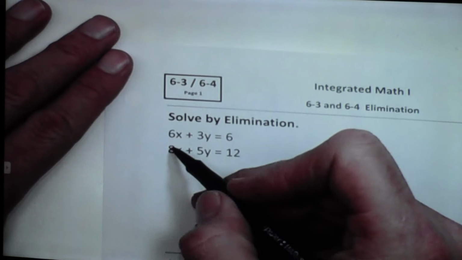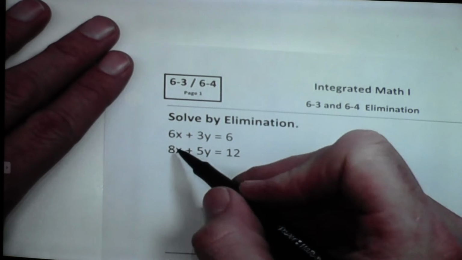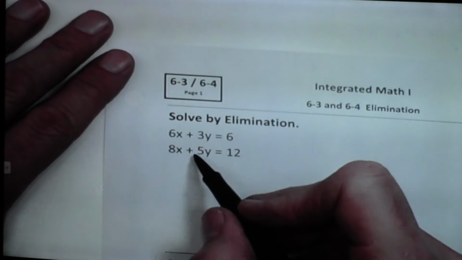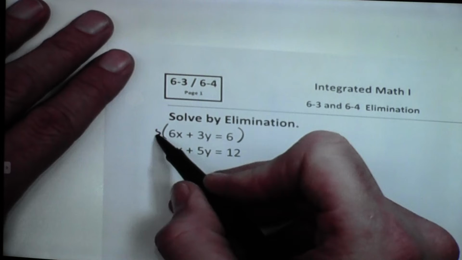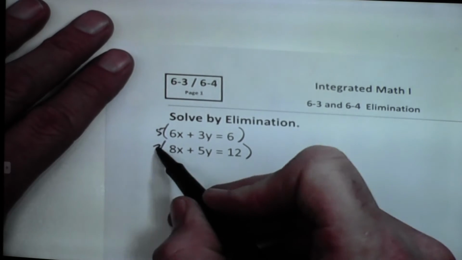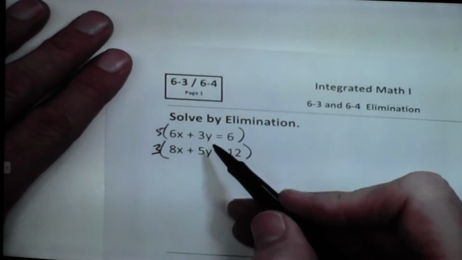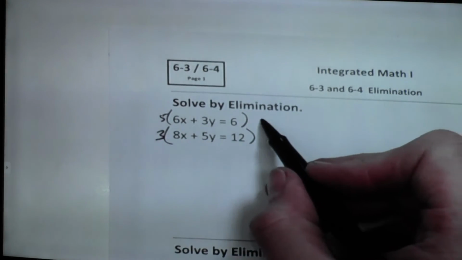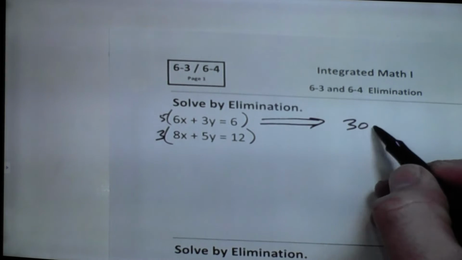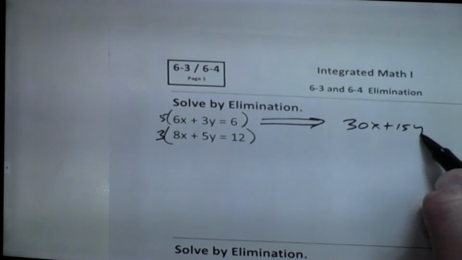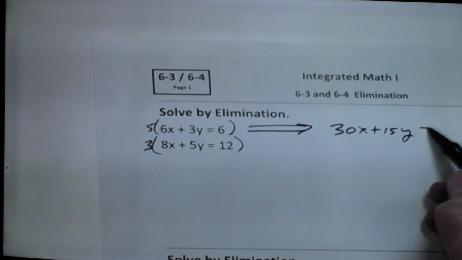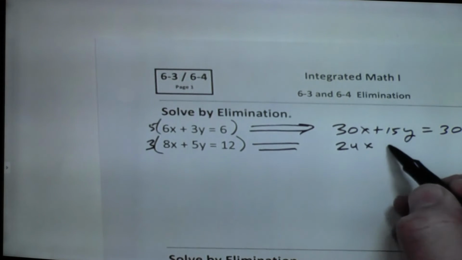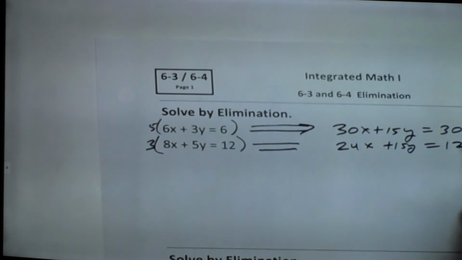I either have to make both of these 24 or 48, that would be harder, or I can make both of these 15. So I like working with the smaller numbers, so I'm going to change this one to make 15 each, and this one to make 15 each. Okay, I'm going to do this and then show you something that can also make that a little bit easier. So changing this makes it 30x plus 15y is equal to 30. And changing this one is 24x plus 15y is equal to 12.